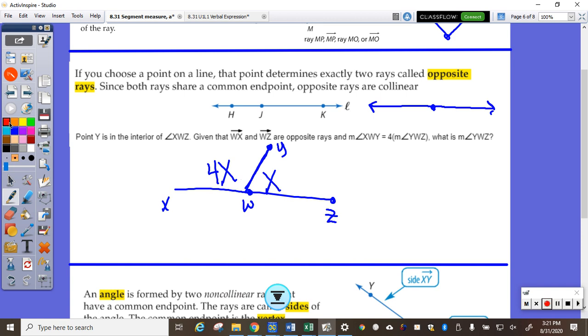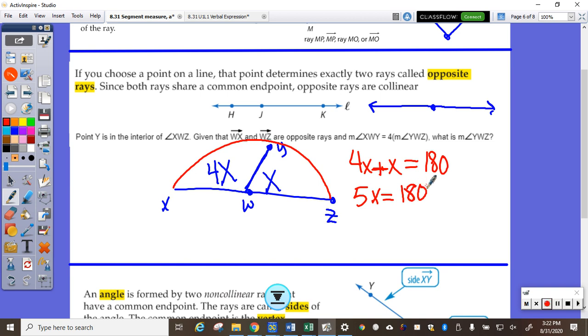Now the measure of the angle of a line, if I add up these two angles, this angle and this angle, they're going to equal 180 degrees. I want to find out what the value of x is for x plus 4x. All right, so we have 5x equals 180. Sorry, the pen's not keeping up here. So x is going to equal 36.